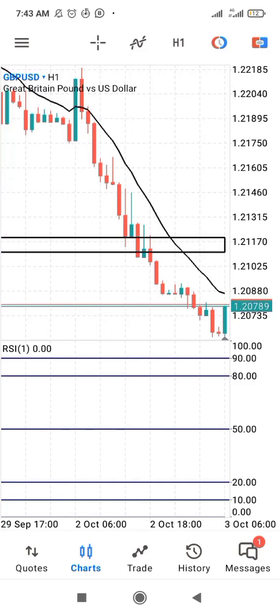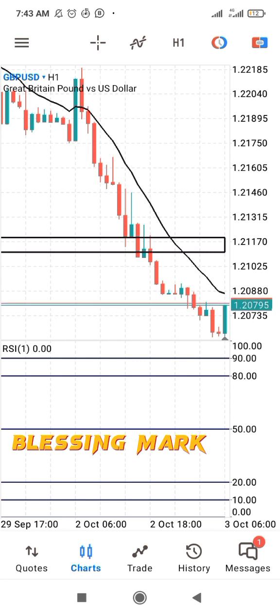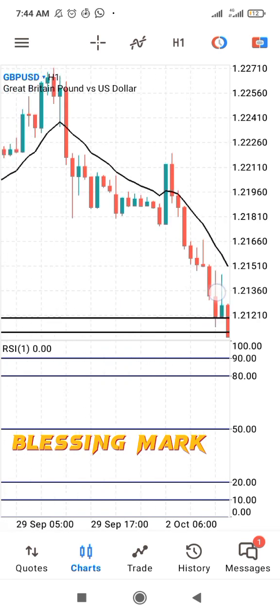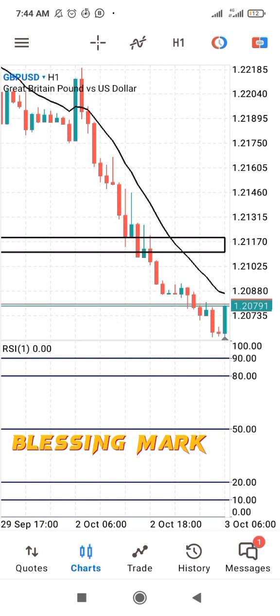This is the market outlook, my analysis for Great British Pound US dollar today. So today I can say the market has a bearish tendency. That is, it is likely to fall. In this analysis, we are using price action, demand and supply in combination with resistance and support.